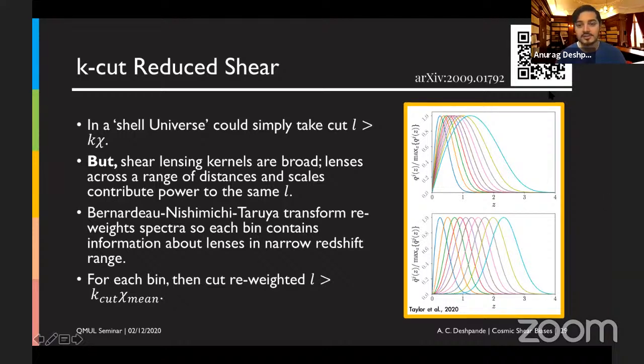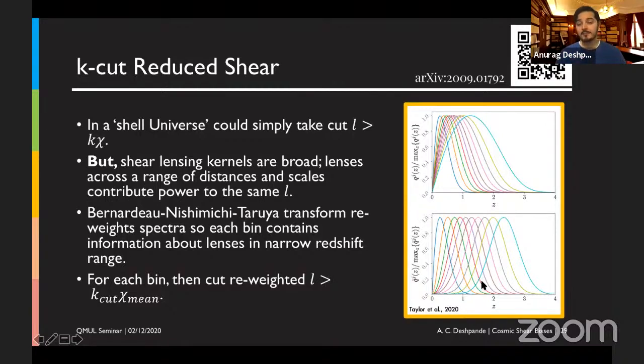So in the top panel, you see what the actual shear lensing kernels for Euclid are projected to look like. And what that means is that lenses across a range of distances and scales contribute power to the same L mode. So what we can do to mitigate the effect of that is perform something called a Bernardeau-Nishimichi-Taruya transform on the observed power spectra. Effectively, it reweights the spectra so that each bin only contains information about lenses in a narrow redshift range, which is what's happened here.